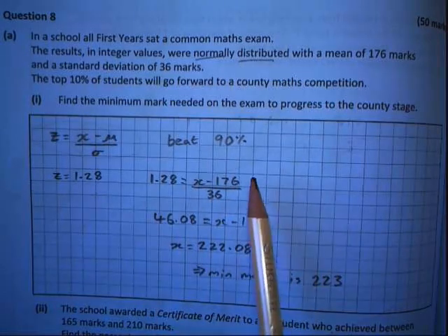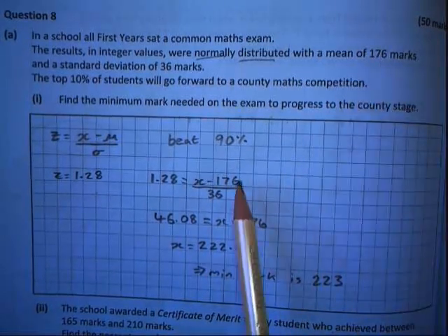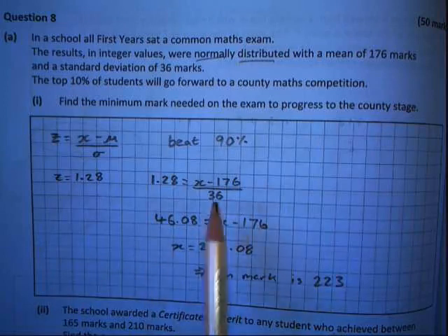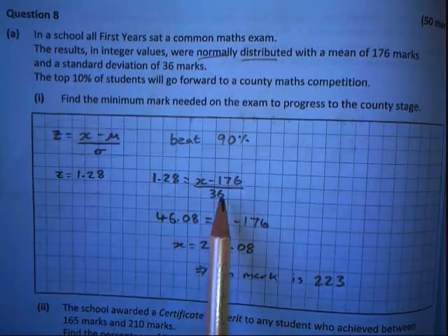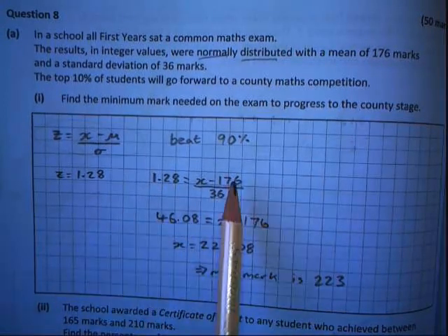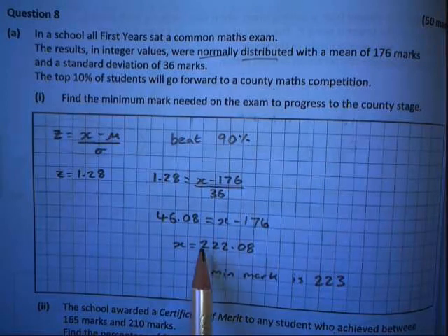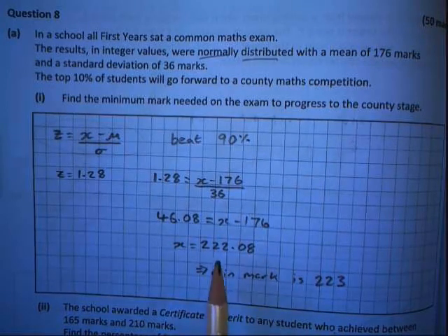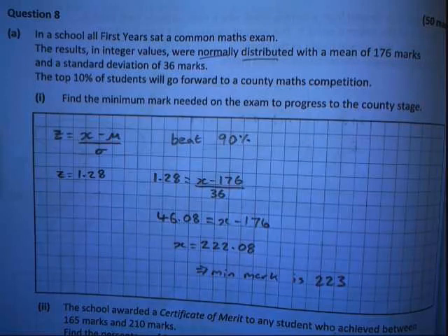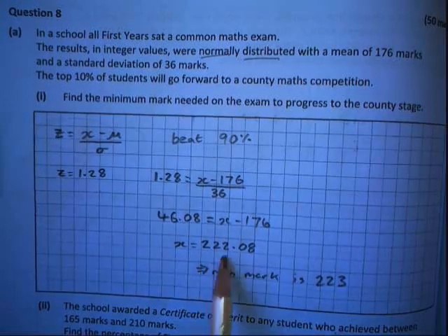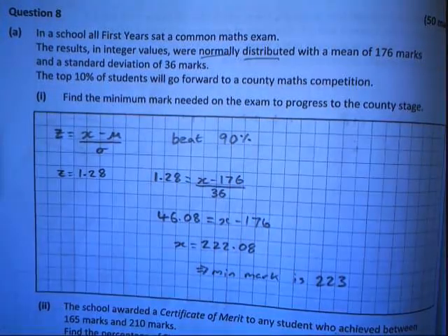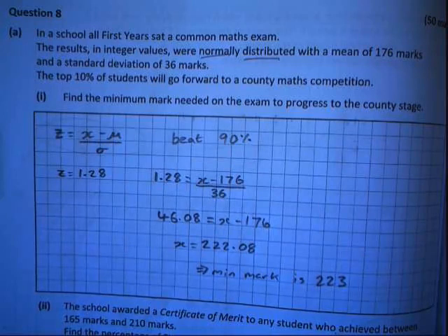Brilliant. We have our mean, 176. We have standard deviation. We've just got to solve this now to work out x. So move the 36 up and multiply. Add on the 176. You get 222.08. So that's the lowest you can score to be in the top 10%. Now, you want an actual mark in an exam, so you've got to pick whether 222 is enough or 223 is enough. Because you need 222 and a little bit, 222 is just short. So you need to go up to 223.